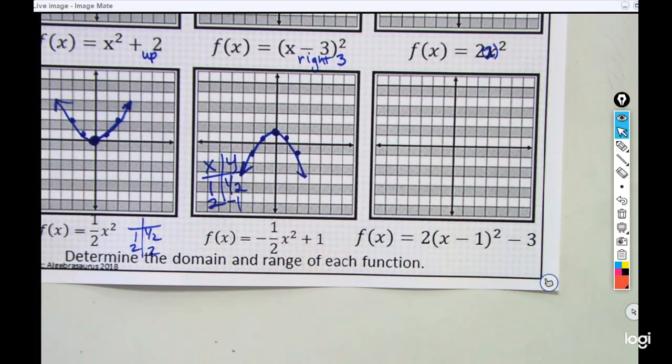Is this better than finding the axis of symmetry? I think it's better than finding the, Tyler likes finding the axis of symmetry better.